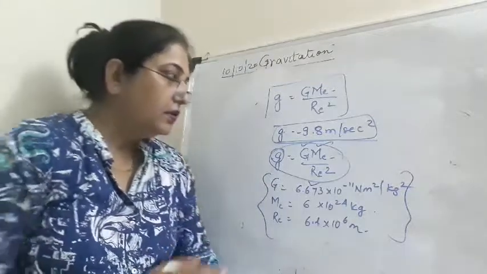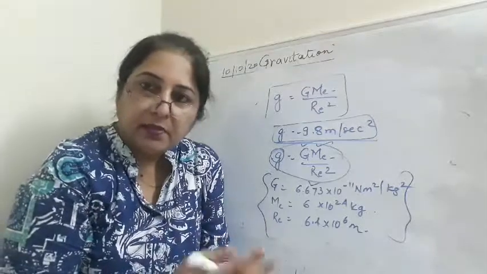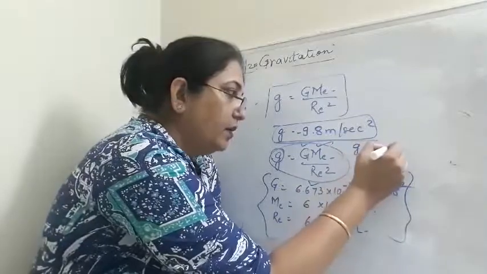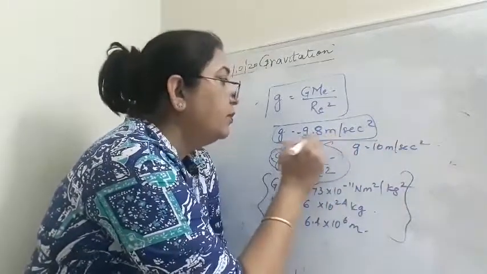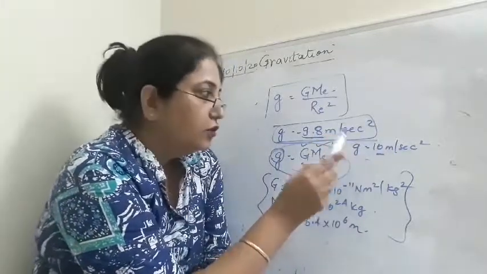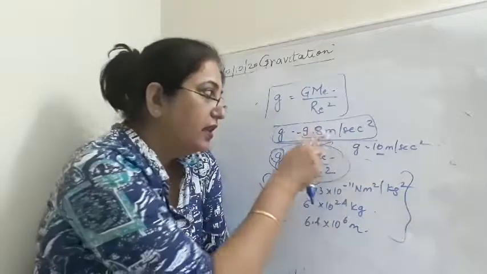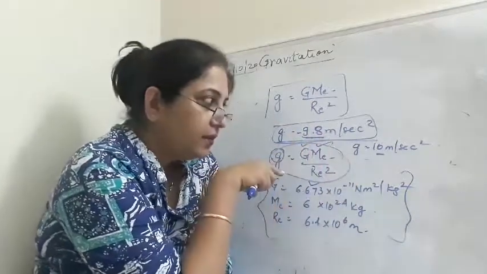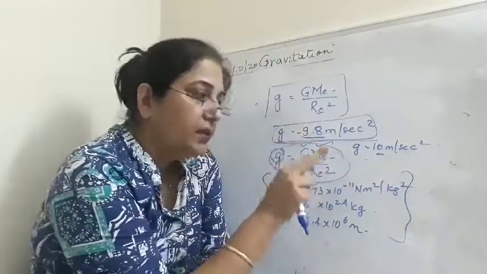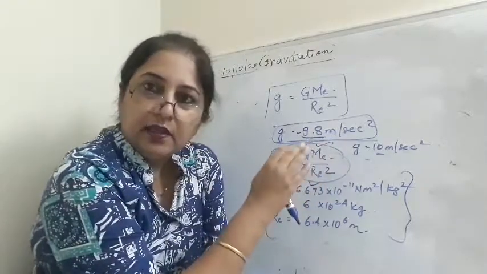Most of the time we take the value of g as 9.8, but sometimes for easy calculations we take g as 10 meter per second square. Why 10? Because 9.8 is close to 10; when we round it up we get 10. If it is given in the numerical to take g as 9.8, then we take 9.8. If it is not given, we can take g as 10 meter per second square, because this makes our calculations easy.